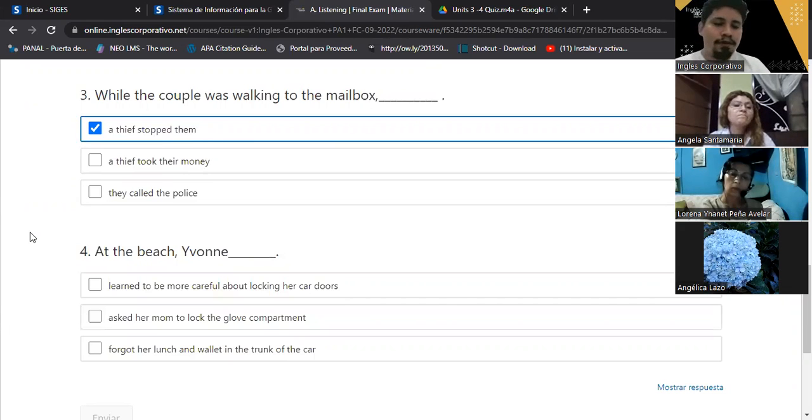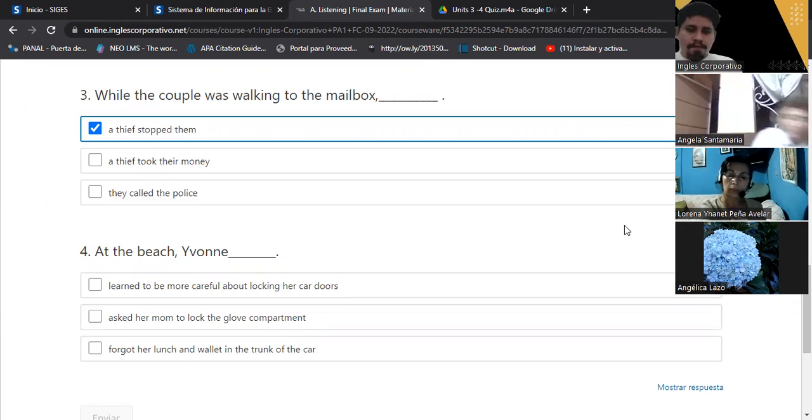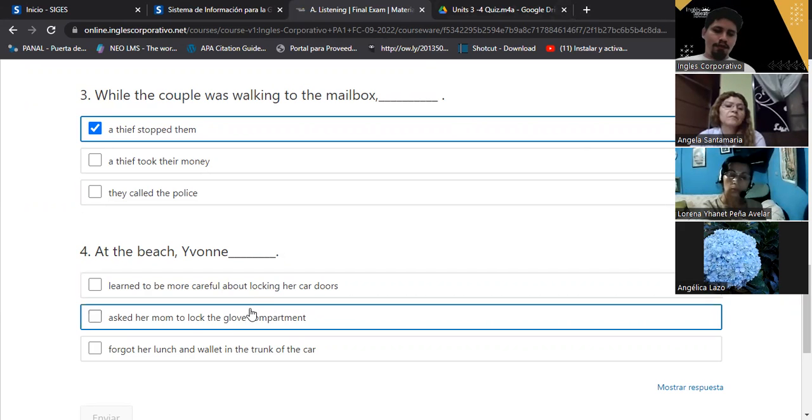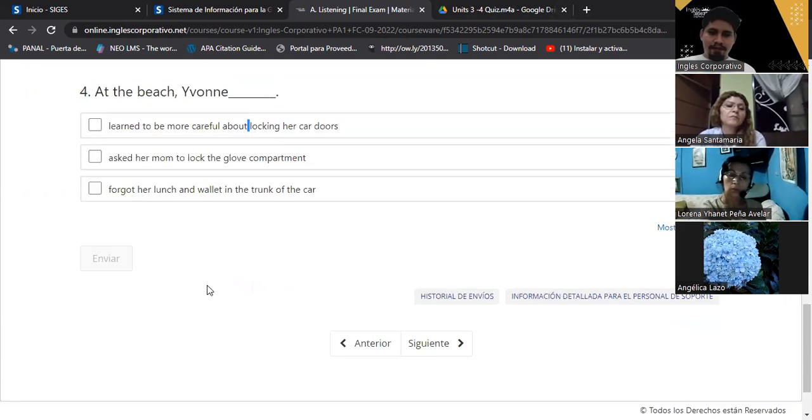What is the correct answer? The first option. Which is that option? Can you read it for me, please? Learning to be more careful about locking her car doors. Thank you so much. Learn to be more careful about locking your car doors. Good. So let's check.